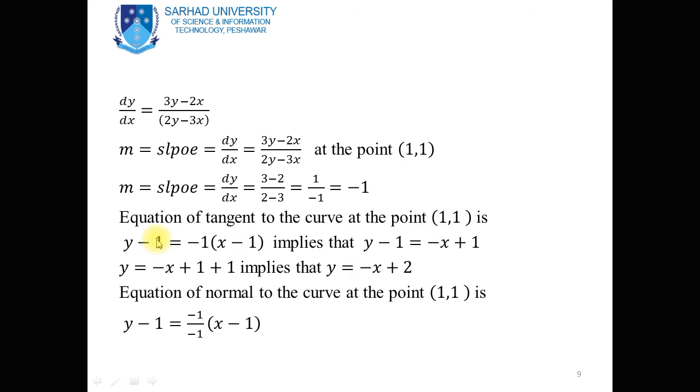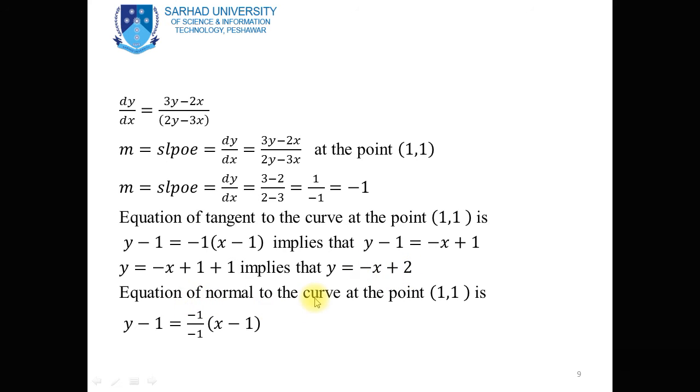So y minus 1 is equal to minus 1 into x minus x naught, and the x naught value is 1. So this implies that y minus 1 is equal to minus x plus 1, and we can write y is equal to minus x plus 1 plus 1. Shift this minus 1 to the right hand side. We obtain y is equal to minus x plus 2. So this is the equation of tangent line.